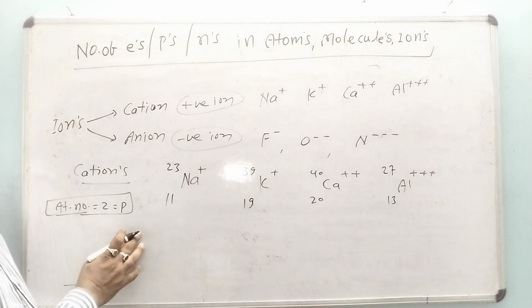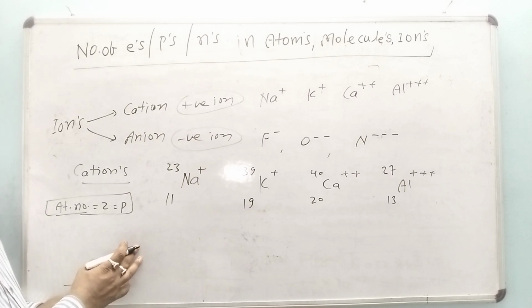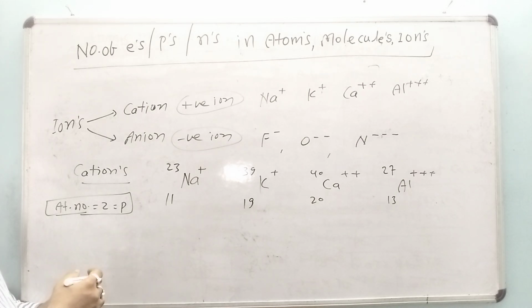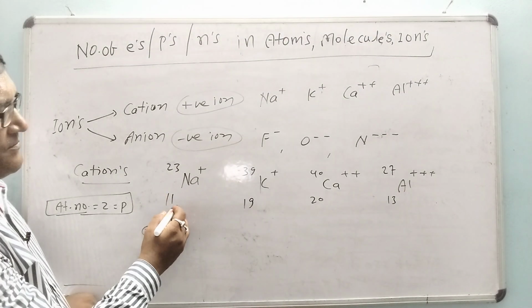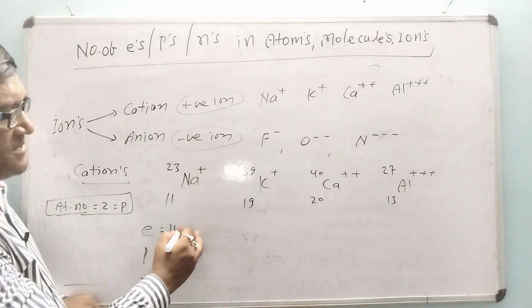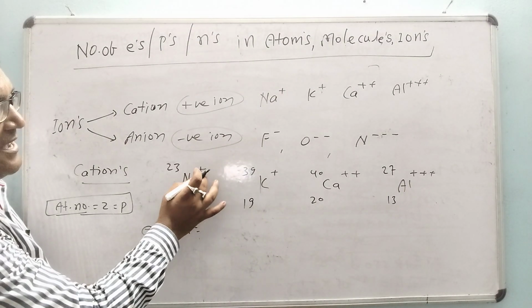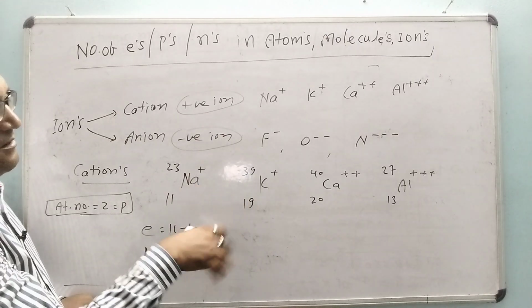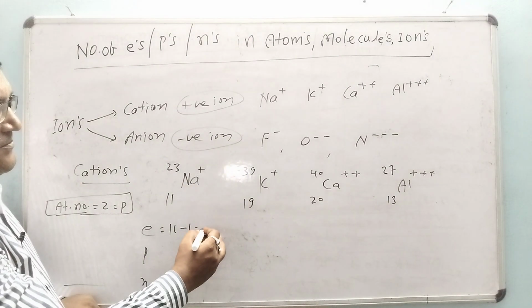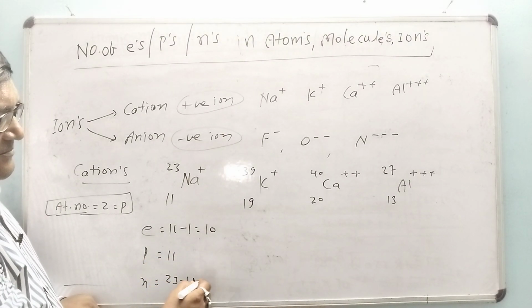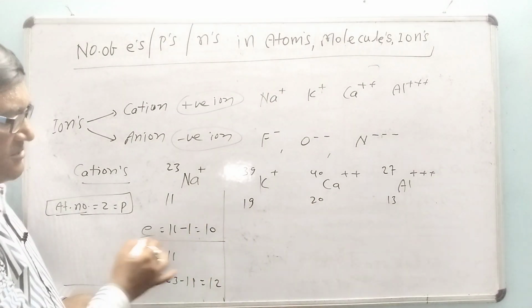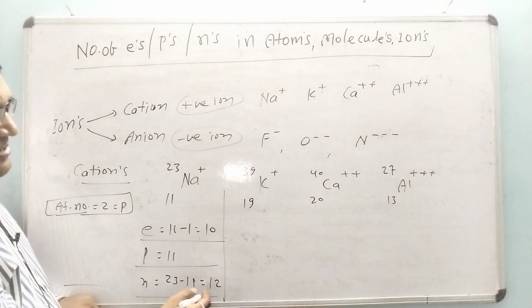Electrons and protons are not equal, because cations are formed by the removal of electrons from the atom, and anions are formed by the gain of electrons by the atoms. So here, electrons, protons and neutrons each. Electron 11, and due to the positive charge minus 1, because the sodium ion is formed by the loss of one electron by the sodium atom. Here 10, proton is 11 and neutron is 23 minus 11. So the answer is electron 10, proton 11 and neutron 12.